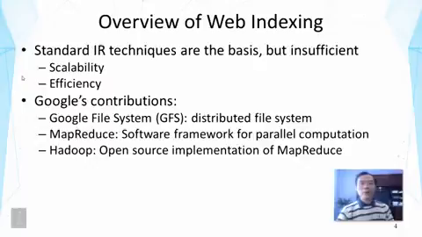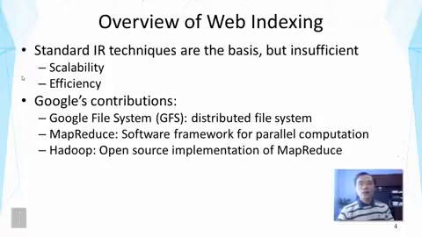In general, we can use the standard information retrieval techniques for creating the index, and that is what we talked about in a previous lecture. But there are new challenges that we have to solve for web scale indexing, and the two main challenges are scalability and efficiency. The index will be so large that it cannot actually fit into any single machine or single disk. So we have to store the data on multiple machines.